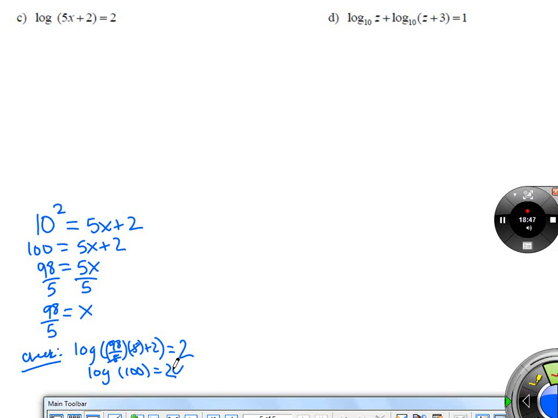All right. So in part D, I have log base 10 of z plus log base 10 of z plus 3 equals 1. So first problem here is I do have two logarithms, but I also have a constant on the other side that's not part of a logarithm. So I'm going to go ahead and combine together the two log base 10s. I can do that using the product property. The z will be multiplying the z plus 3 inside of this one logarithm. So I have log base 10 of z squared plus 3z equals 1. And now I'll rewrite this in exponential form.